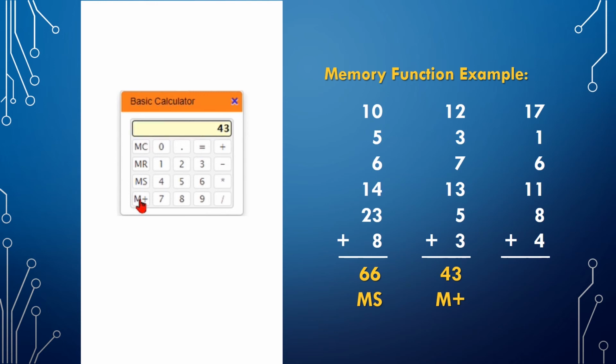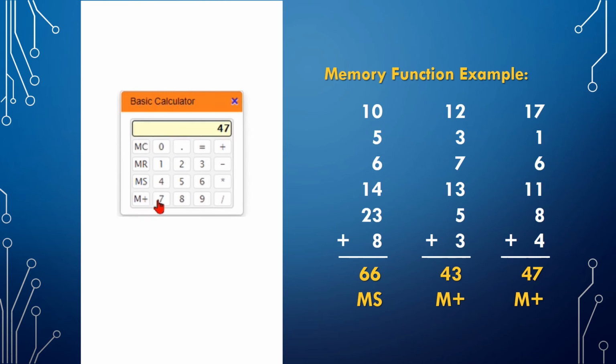Just like before, rather than close the calculator, we'll continue with our calculations and add the third column together. 17 plus 1 plus 6 plus 11 plus 8 plus 4 equals 47. We want to add that subtotal into our memory as well. So we'll hit M+ to add it to the 66 and 43.